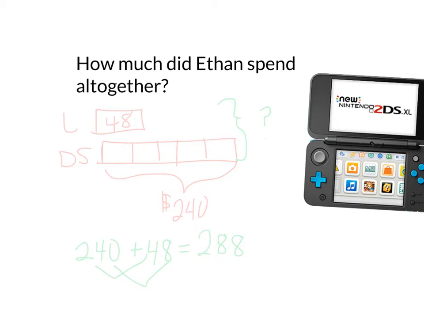So 288. Am I done? No. You still have to write the sentence. Oh, tell me what to write. Ethan spent $288.